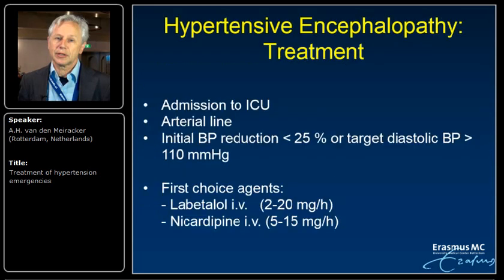For the treatment of hypertensive encephalopathy, the patient has to be admitted to the intensive care unit and should have an arterial line. The initial blood pressure reduction should be about 25% or a target diastolic blood pressure of about 110 millimeters of mercury. First choice agents are labetalol, as shown here, or nicardipine, a calcium channel blocker.